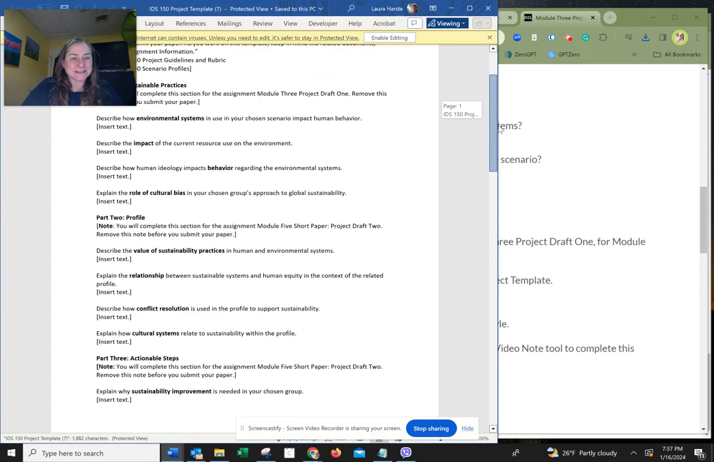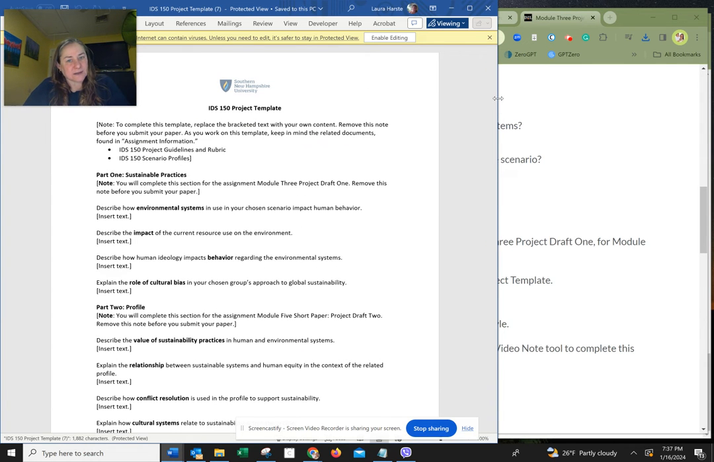But obviously, it's kind of hard to answer these questions unless you've actually looked at the profiles. So this is the template you can fill out. Just insert your text right here and make sure you delete the note that says to delete this before you submit your paper. So right here where it says insert text, that's where you're going to be answering your questions. Answer it right here in the project template.